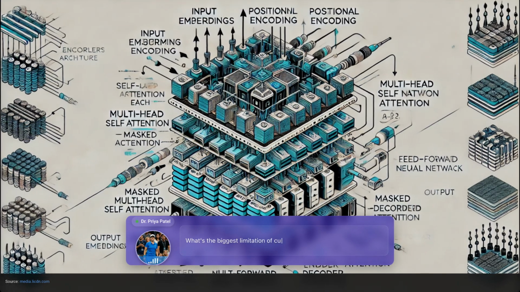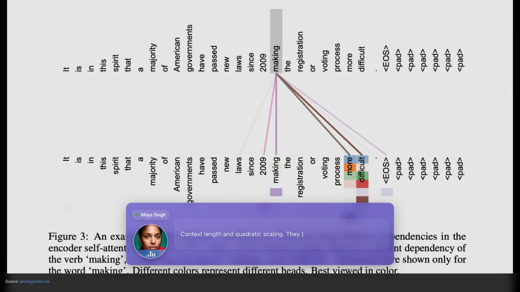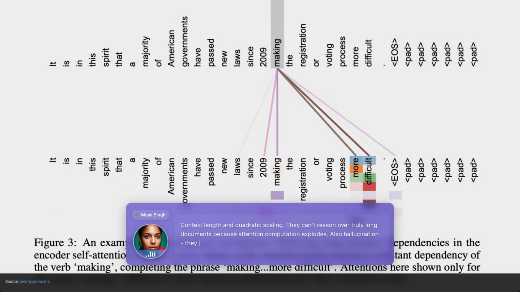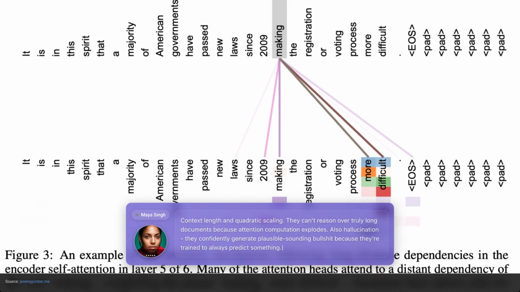What's the biggest limitation of current transformer architectures? Context length and quadratic scaling. They can't reason over truly long documents because attention computation explodes. Also hallucination: they confidently generate plausible-sounding bullshit because they're trained to always predict something.